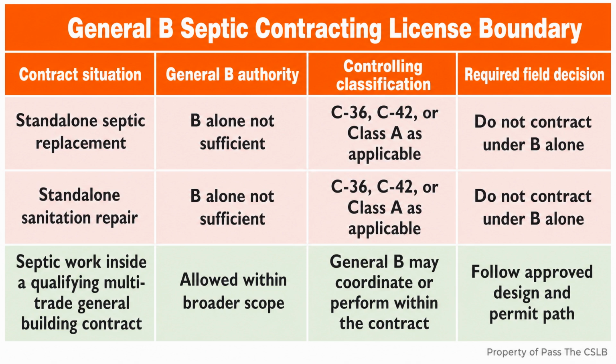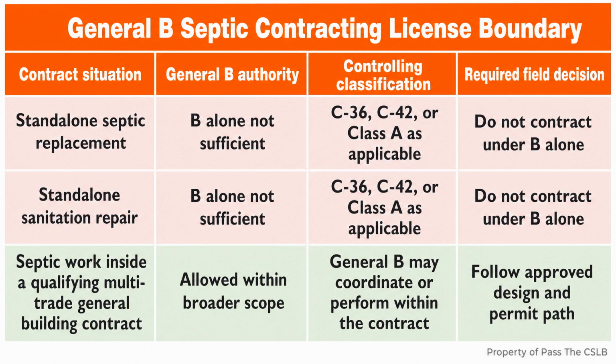The source-backed licensing boundary is this. A General B contractor may install or repair a building sewer or septic system when that work is part of a broader general building contract that requires at least 2 unrelated building trades or crafts. If the requested contract is only a septic replacement or only a sanitation system repair, the General B classification by itself is not enough. The contractor needs the appropriate specialty authority, such as C36, C42, or Class A, depending on the work.